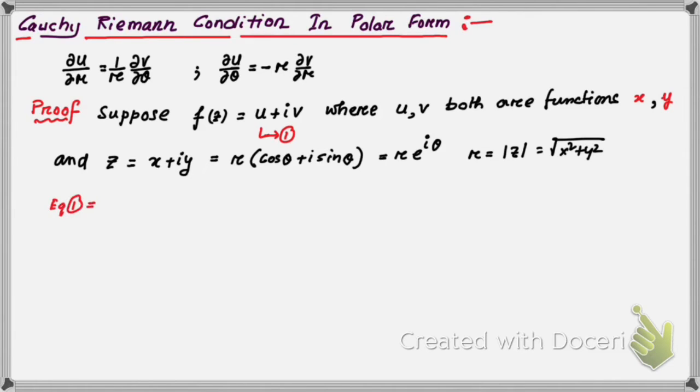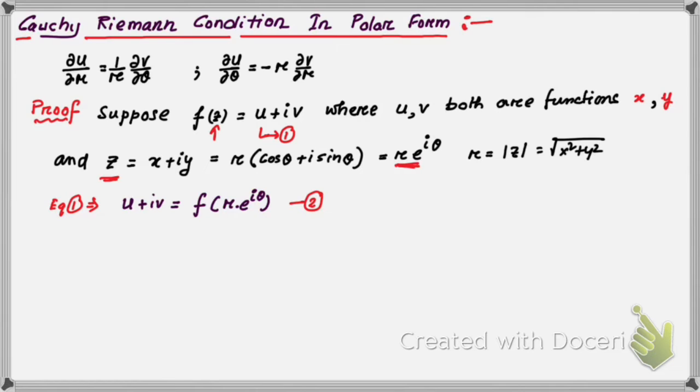Now from equation 1, here you see u plus iv, that means f of z. Instead of z, we can write r into e to the power i theta, because here we have got z equal to this. If we use this value of z here, then we're going to get this, and let me take this one as equation number 2.